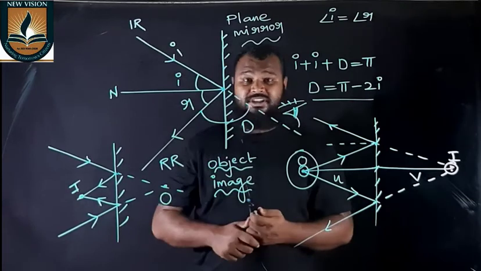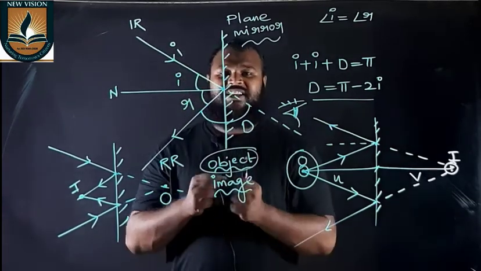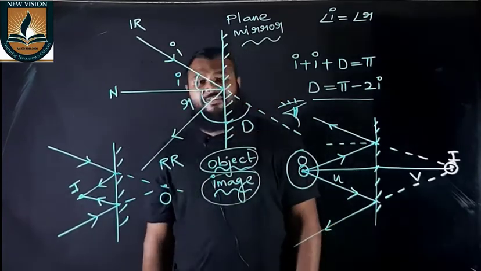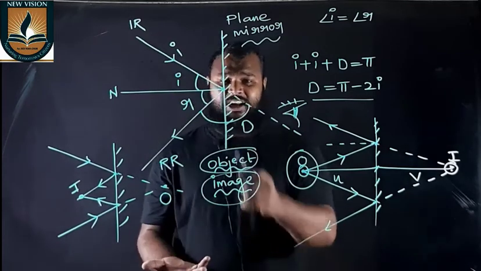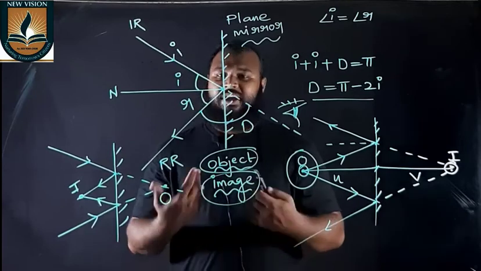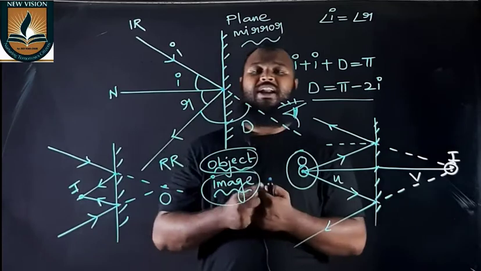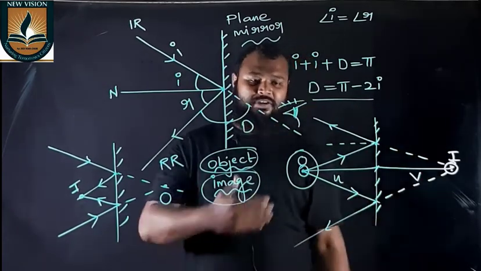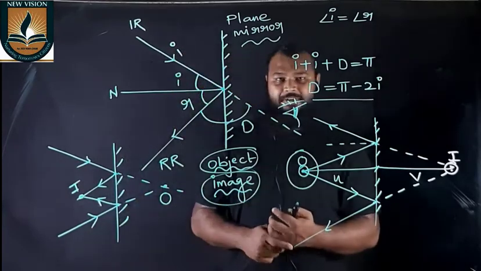Let me come to this once again. Object is point of intersection of incident rays. Image is point of intersection of reflected rays. If you extend virtual object, also image, if you extend virtual image, and really they meet in this case, that is called real image. And a plane mirror produces virtual image for real object and real image for virtual object.